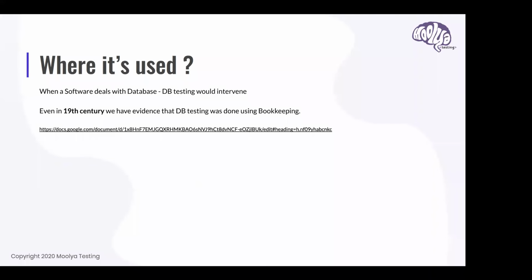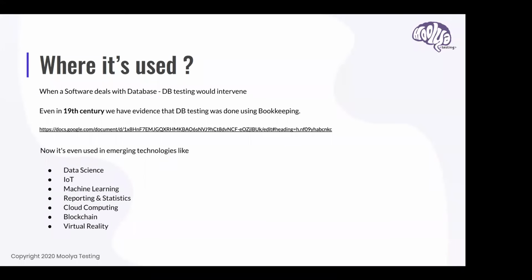How the data was taken from the source and transformed into a general ledger, in 1831, I guess, the 19th century. But now it's used even in emerging technologies like data science, IoT, machine learning, reporting and statistics, cloud computing, blockchain, virtual reality. This is something about where it is used actually.